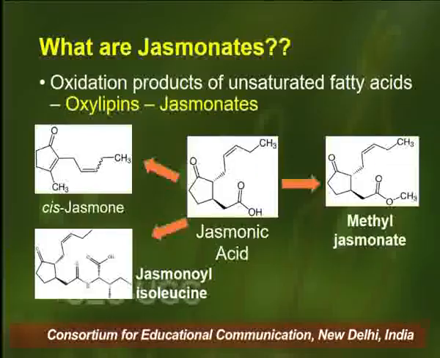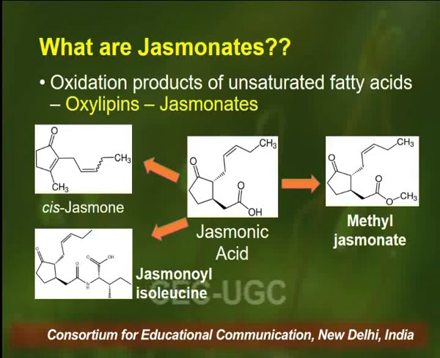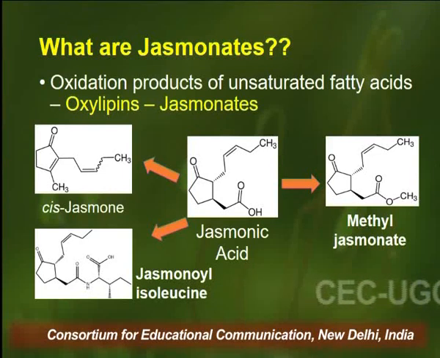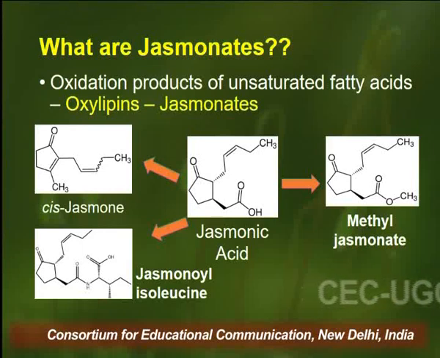So to begin with, what are jasmonates? These are nothing but the oxidative derivatives of unsaturated fatty acids, or PUFA, polyunsaturated fatty acids, and these fatty acids undergo enzymatic oxidation to produce oxylipins, and jasmonates are an example of oxylipins. Now these fatty acids are acted upon by oxidative enzymes like lipoxygenase, and they get converted into oxylipins. Apart from this enzymatic pathway, these fatty acids sometimes also get converted into oxylipins or jasmonates through a non-enzymatic pathway.